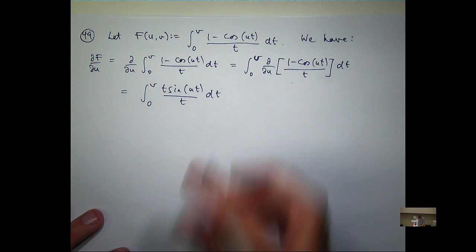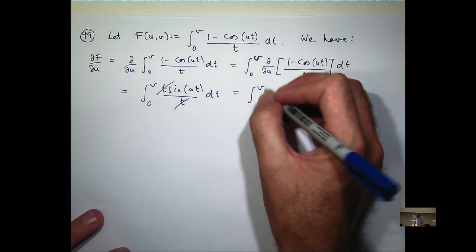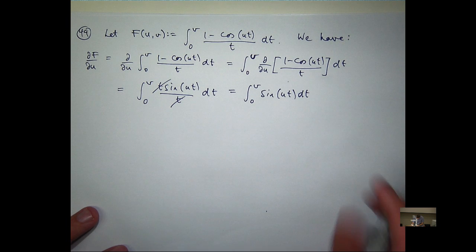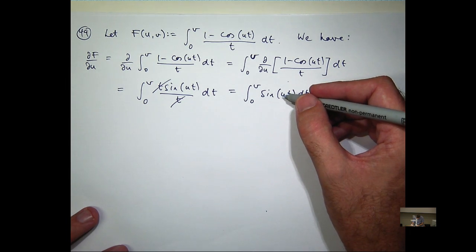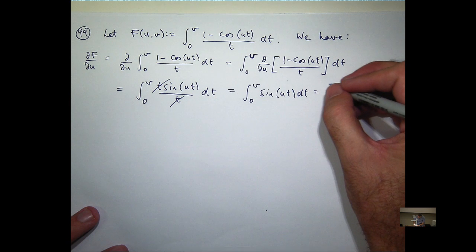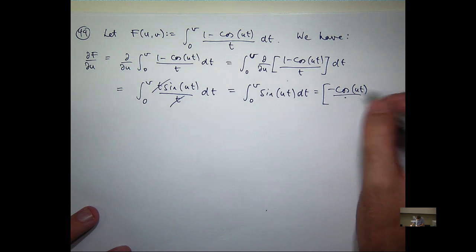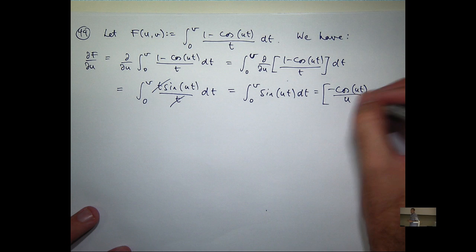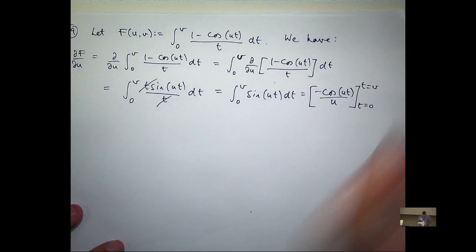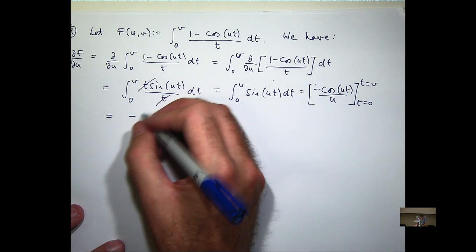Now I can cancel off those t's. And then all I really need to do is integrate. So I can integrate sine ut with respect to t. I'm imagining that u is a constant. So imagine u is a constant, integrate with respect to t, and I get something like this. And so if I plug in my t equals v and t equals 0, I should get something like this.